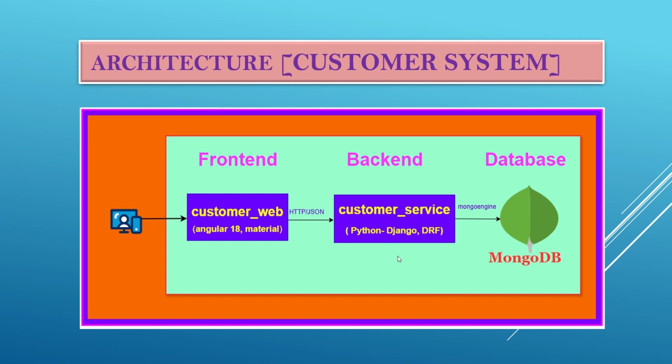So this is about the backend application, which is customer_service, which will interact with the database, and for the database we are going to use the MongoDB database. And to connect with the database side, we are going to use MongoEngine, which is a Python library through which we are going to connect with the MongoDB database and perform all the CRUD operations from our backend application. So this is about the entire customer system architecture we are going to implement from scratch.